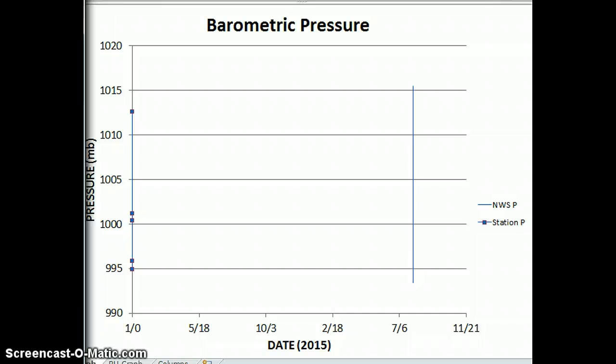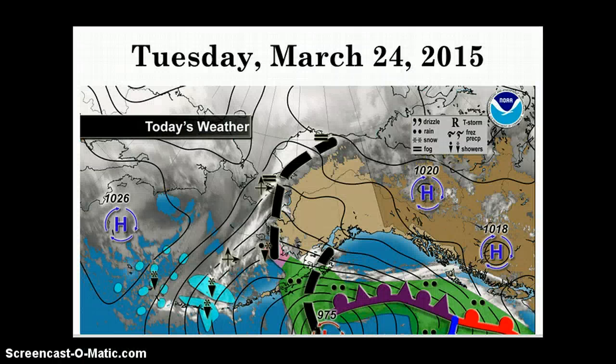And on the last day, March 28th at about 2:08 p.m., the barometric pressure was 1,001.2 millibars with 29.55 inches of mercury. Okay, now we're going to transition into talking about the TV weather charts over the 5 days of my observations.